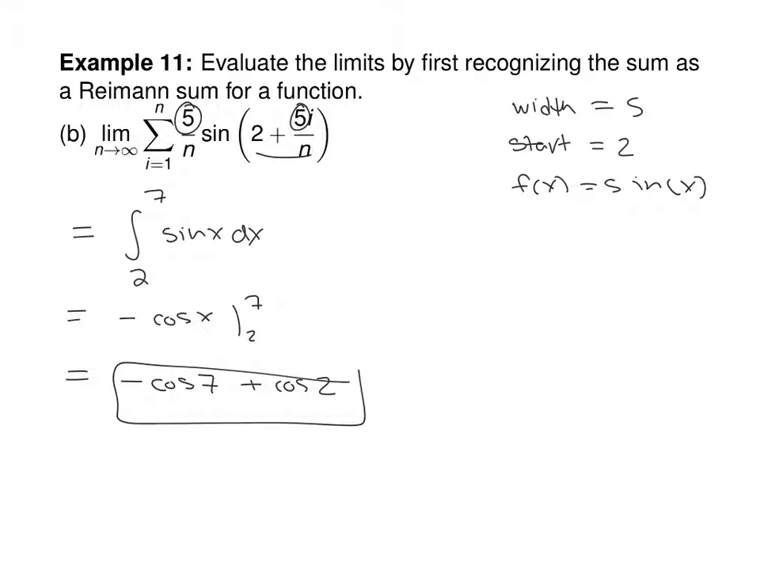So where are you getting a 7 from? If my interval starts at 2, and it's 5 units wide, the endpoint is 2 plus 5. Okay, does that make sense? Yeah. Yep.